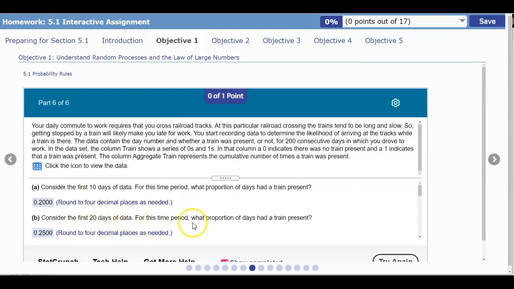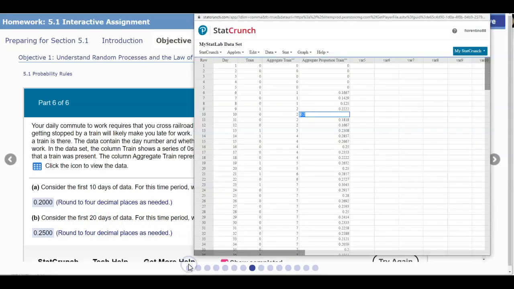The next question says, consider the first 20 days of data. For this time period, what proportion of days had a train present? So let's go to the first 20 days. If you look over to your right, here's the proportion, and the proportion is 0.25. We're going to round it to 4 decimal places, so it's going to be 0.2500.